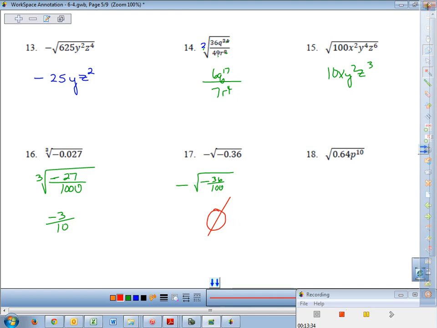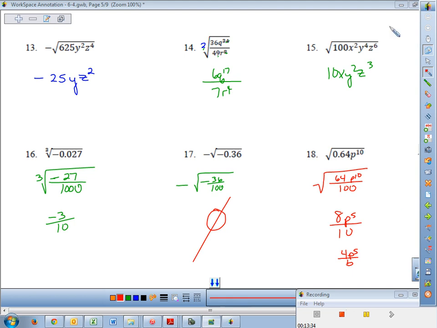Next one, square root again, correct? Is it a positive radicand? We're going to get an answer. Change that decimal to a fraction. Where does the p to the 10th stay? Numerator or denominator? So 64 p to the 10th over 100, because that was hundredths, right? That would be the 8 p to the 5th over 10. Is that a great final or not a great final? 8/10 reduces to 4/5. Simple, simple, non-calculator type problems.